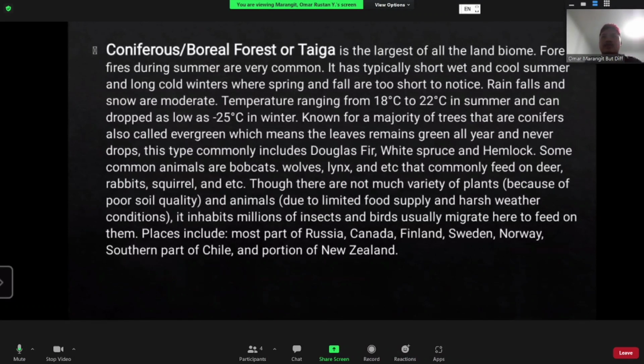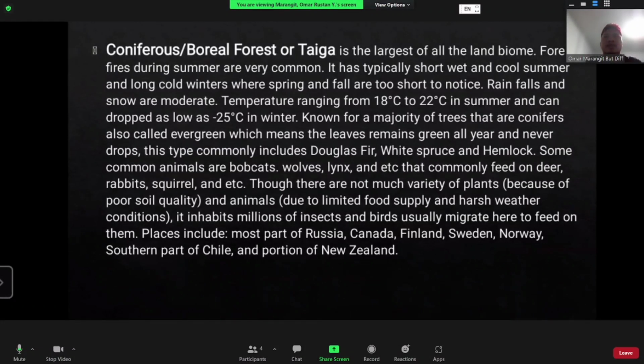Rainfall and snows are moderate. Temperature ranging from 18 degrees Celsius to 22 degrees Celsius in summer and can drop as low as negative 25 Celsius in winter. Known for a majority of trees that are coniferous and also called evergreen, which means the leaves remain green all the year and never drop. This type commonly includes Douglas fir, white spruce, and hemlock.